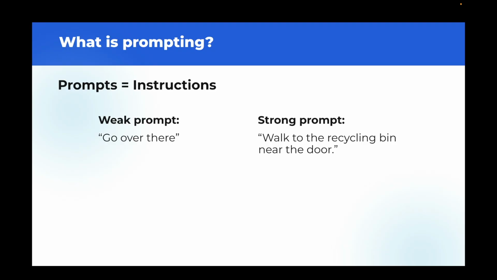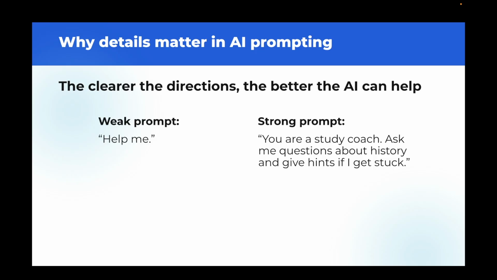So provide that detail. When you're working with AI, instead of saying something like, help me, give the AI a role. You're a study coach. Give it a task. Ask me questions about history and give hints if I get stuck. So much more precise that it's going to start asking you questions about history. Now, could you be even more precise? You're a study coach for 9th grade students. Ask me questions about world history from this date range. You could be as precise as you want. The more detail you give, the better the prompt, the better the results.